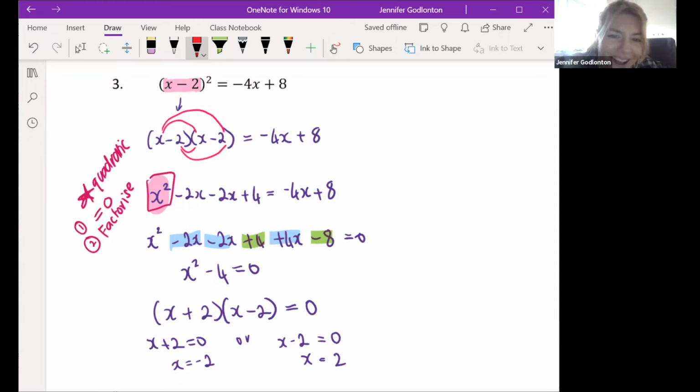Okay, so this is out of 5 marks. You'll get 1 for that expansion. So even if you guys really struggled from that point onwards, you would have gotten 1 mark for expanding that. Then you would have gotten a mark for moving everything onto one side.